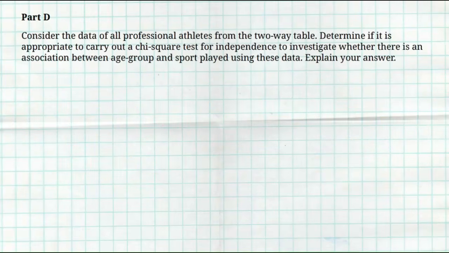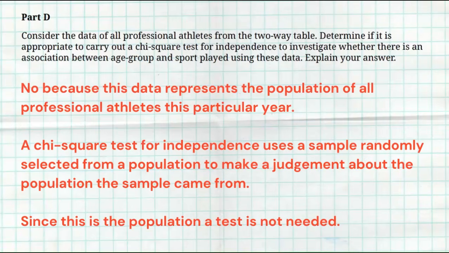All right, and the final question: consider the data of all professional athletes from the two-way table. Determine if it is appropriate to carry out a chi-square test for independence to investigate whether there is an association between age group and sports played using this data. Now, the official scoring rubric has not come out yet, so I'm very curious how they're going to score this question. But I think this is kind of a trick question. I think the answer is no, and here's why.